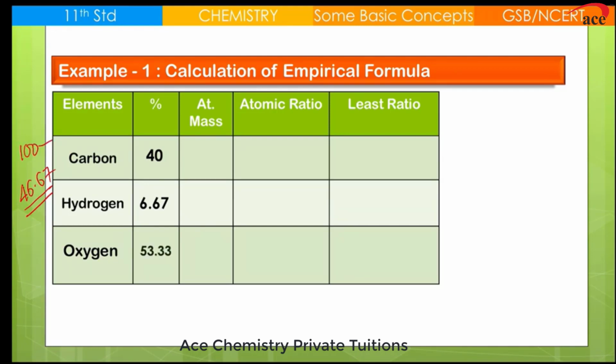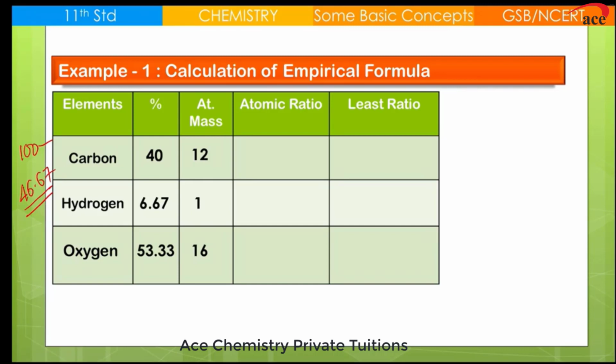Subtract 46.67 from 100, 53.33. So what is the first task that we do? We add all the percentages given and we check whether it is 100. If it is not 100, then what is the remaining element present? Yes, oxygen. What next? Atomic mass of carbon 12, atomic mass of hydrogen 1, atomic mass of oxygen 16.